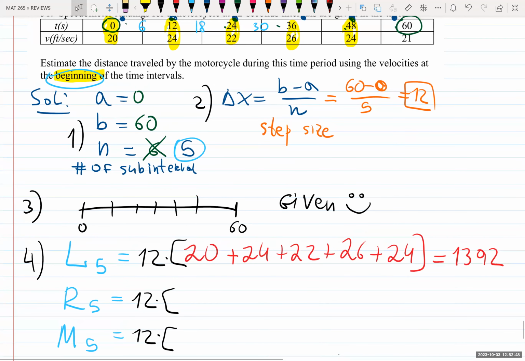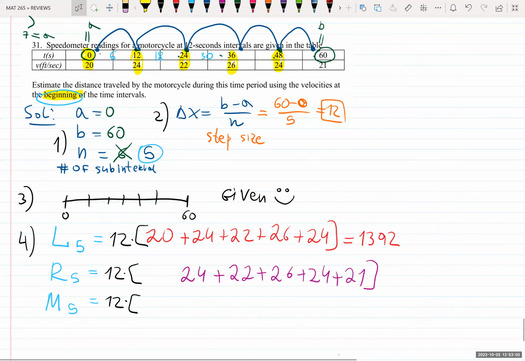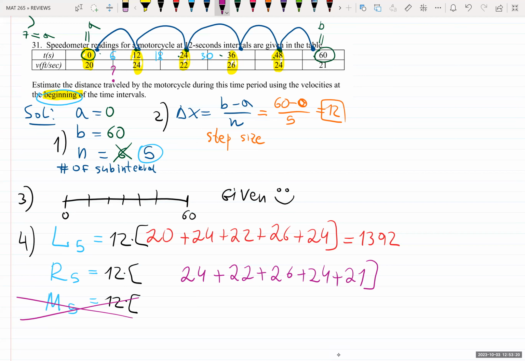If you want right endpoints, you skip the first one, right? And you will have 24 plus 22 plus 26 plus 24 plus 21. Calculate. And finally, if you want midpoints, you're going to have 6. Oh, don't put 6. That's the one you actually cannot do in a table because you don't know the output here. It might not necessarily be a linear relationship. So we're not going to ask you to do this one. If you have a table, that totally makes sense.